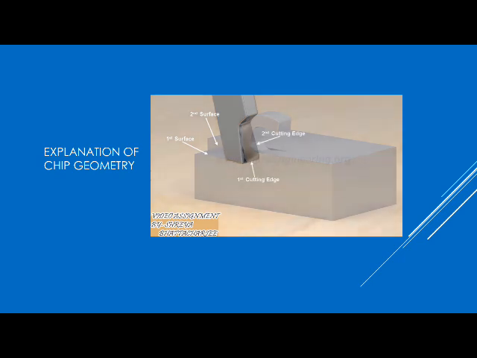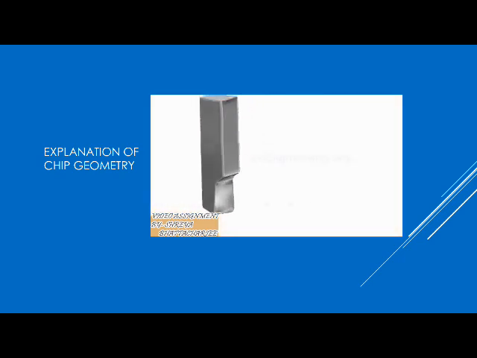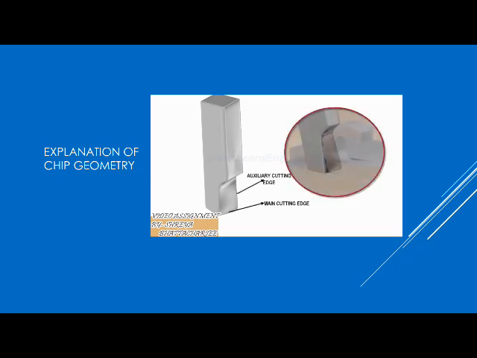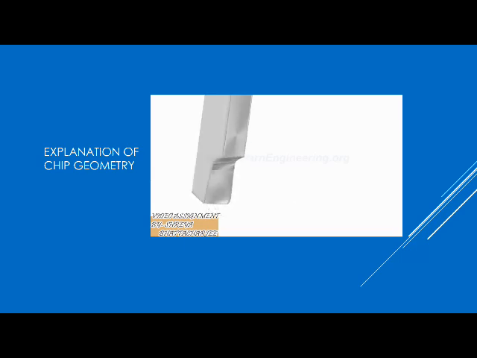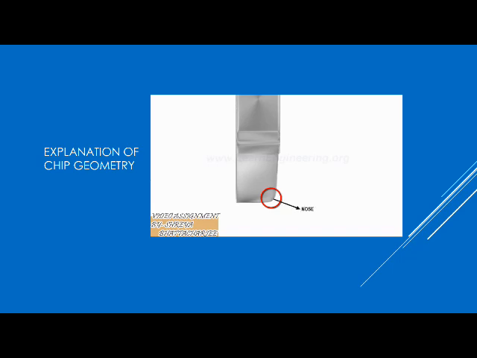A main cutting edge and an auxiliary cutting edge. The main cutting edge cuts the main portion of the chip, while the auxiliary cutting edge cuts the second surface and removes the material. You can see the smooth corner between these cutting edges. This corner is known as the nose of the tool. The radius of the nose greatly affects the surface finish of the operation and the strength of the tool.